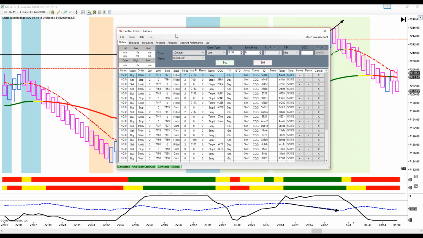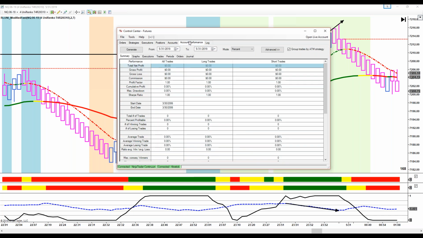I can't fake this. Now here's the account performance. I'm taking it from the 6th. I had surgery at the end of April. Now here's our performance. We made $5,785 in the month of May.